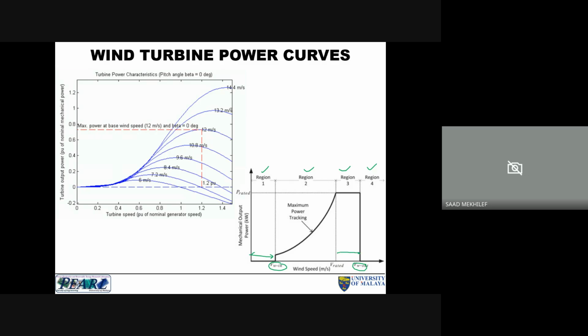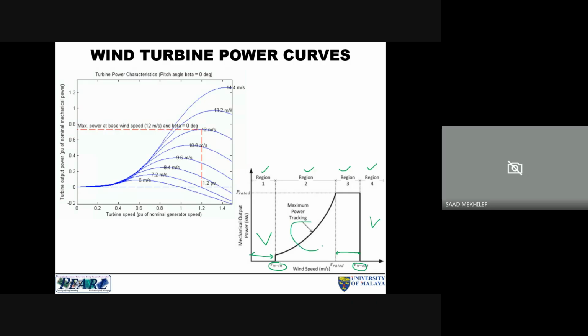Maybe between, for example, 15 to 20 meters per second, depending on the wind turbine. And then if it exceeds that wind speed, it will cut out, meaning it will shut down the wind turbine. This region is very clear: there is no power here. Then we have this range where power is being generated.